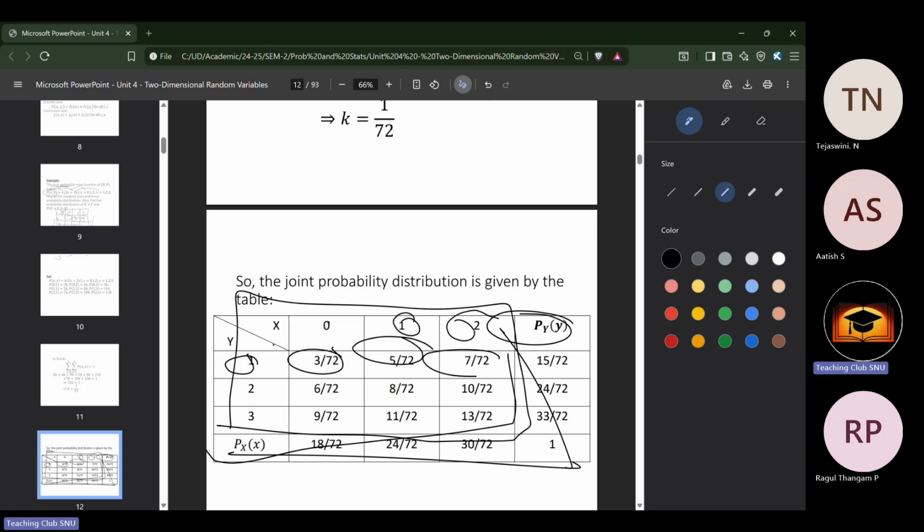When x is 2, 7 by 7. There is no bar on x. Right? Add all of them up. That will give you Py of y. Same way, add these. That will give you this value. Add these. That will give you this value.